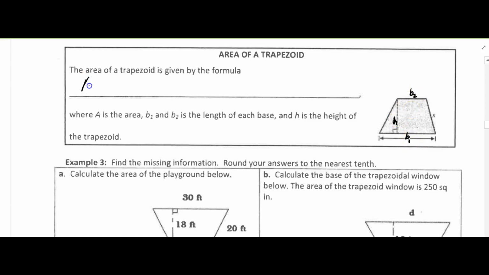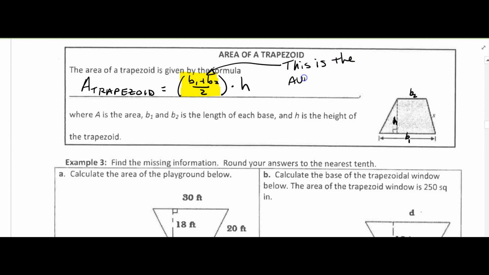So the area formula for a trapezoid, the area of a trapezoid is going to be B1 plus B2 divided by 2 times the height. Now, if you notice, this B1 plus B2 divided by 2, this is the average of the two bases.